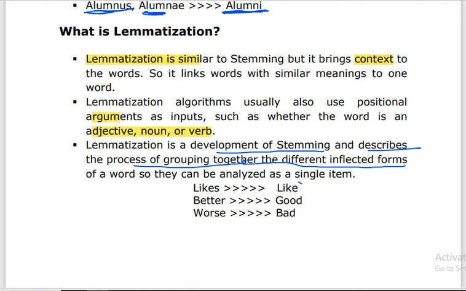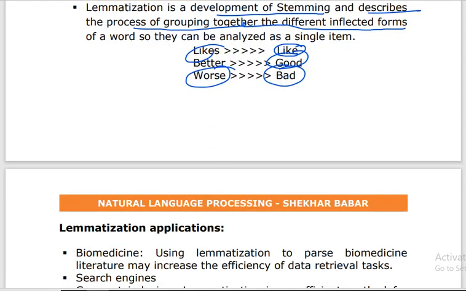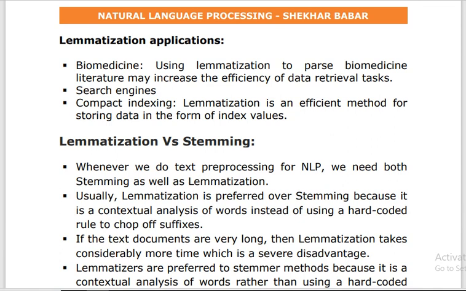Like you can see, "likes" becomes "like", "better" becomes "good", and "worse" becomes "bad". So likewise, it will consider the context of that particular word. Lemmatization applications are in biomedicine, to retrieve information from the biomedicine literature, search engines, and compact indexing, an efficient method to store the data in the form of index values, because it is considered in the context of that particular word.